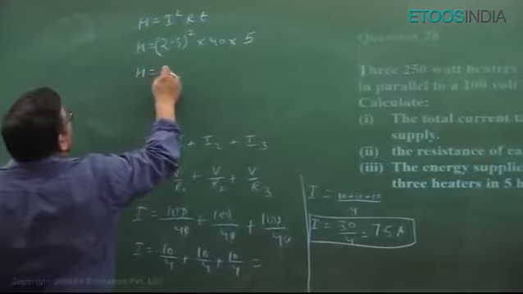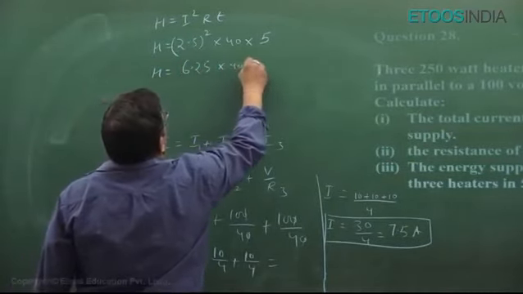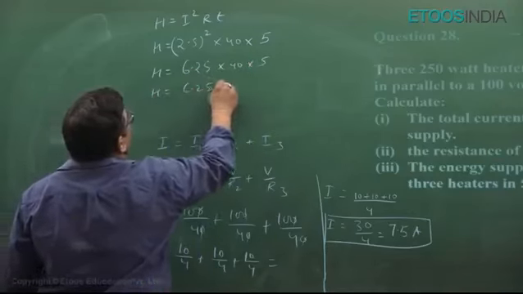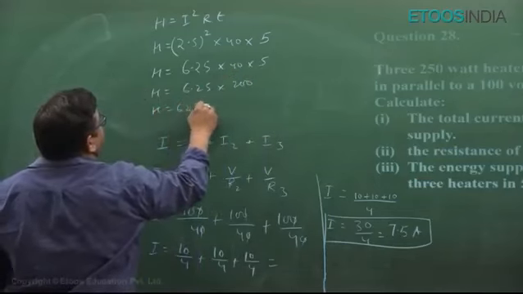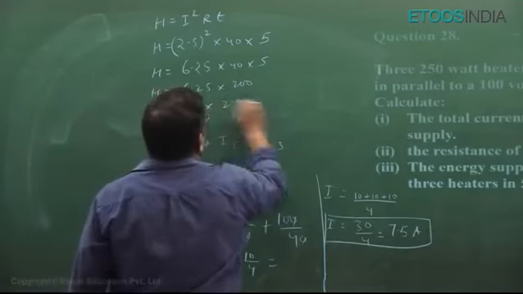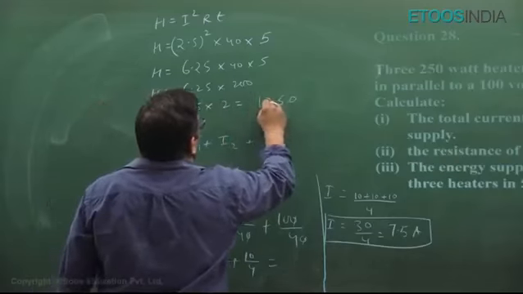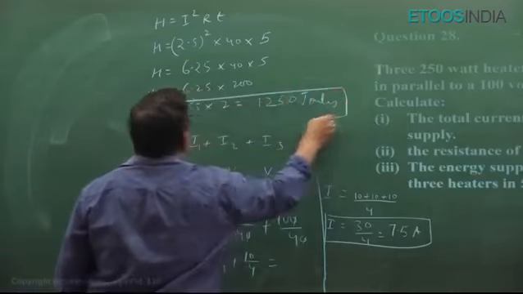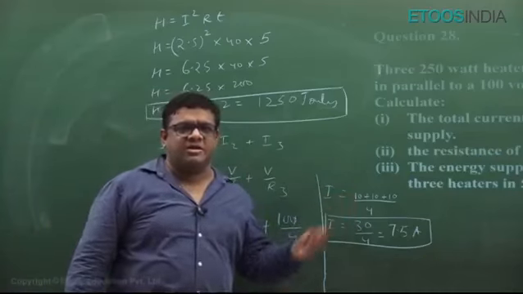So H is equal to 6.25 into 40 into 5, or H is equal to 6.25 into 200, or H is equal to 625 into 2, and the answer will be 1250 joules of energy. Is it clear? Please note down till here. I'll get back to you.